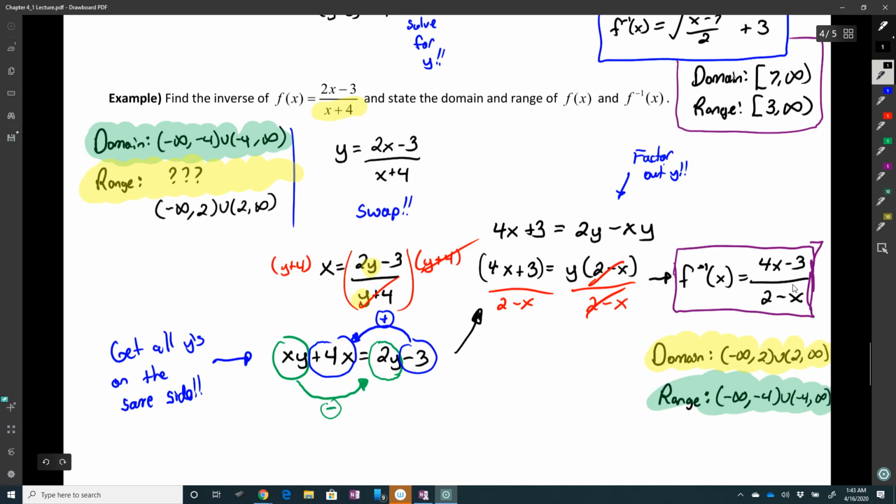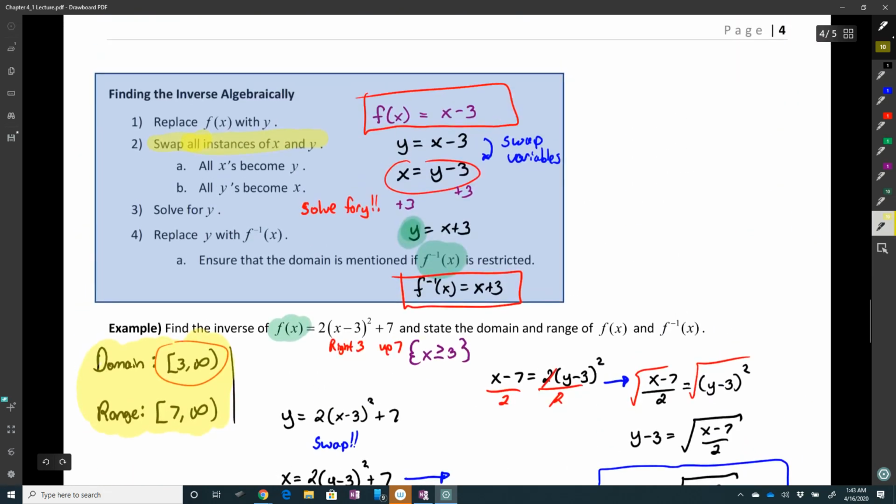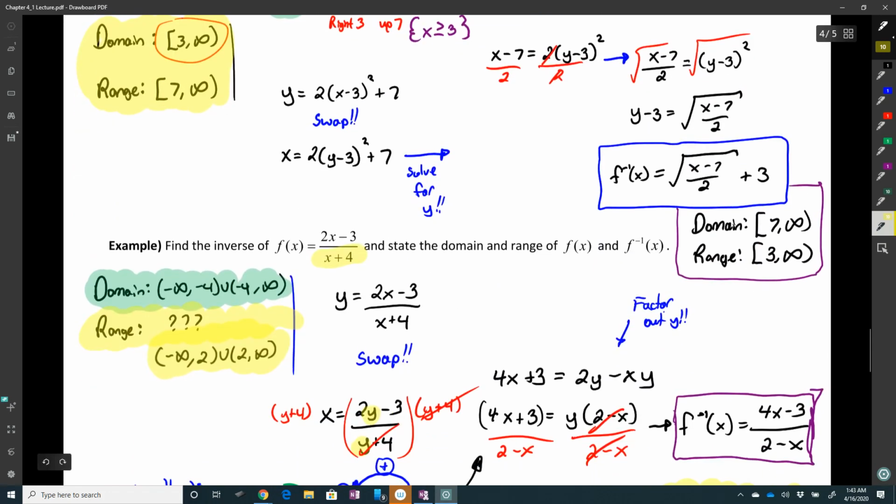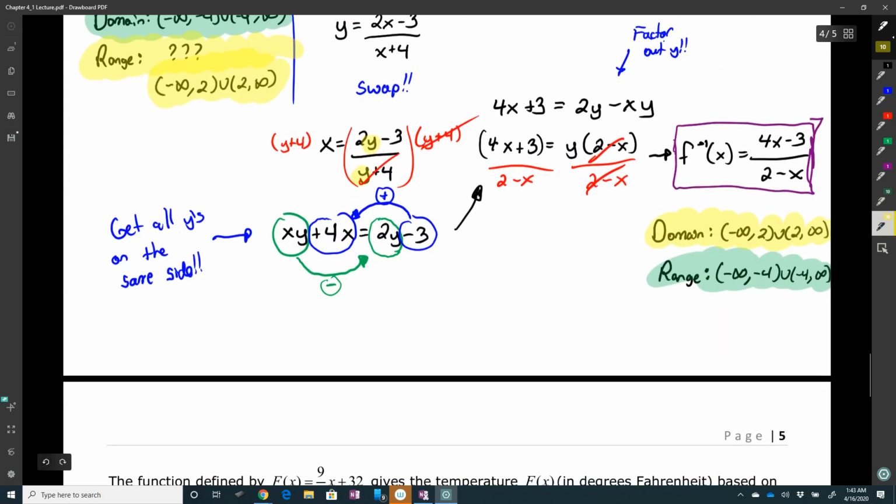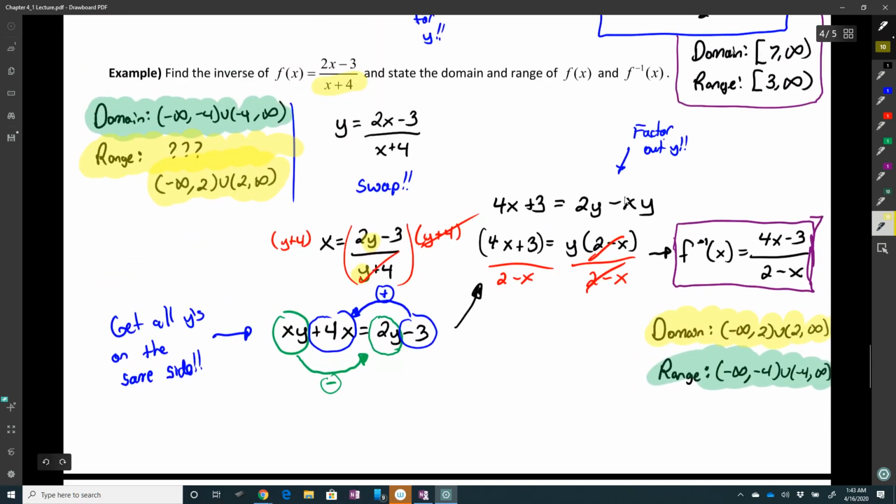So notice how I found the range after the fact. In the previous problem, I knew what the domain and range were from the very beginning. So I knew the domain and range of my answer. Here, I didn't know the range, but the domain of the answer gave me the range for my original problem. Anyway, so this is the hardest that they're going to get for this section. And really the hard part is just knowing how to solve this equation that has 2 y's in it.